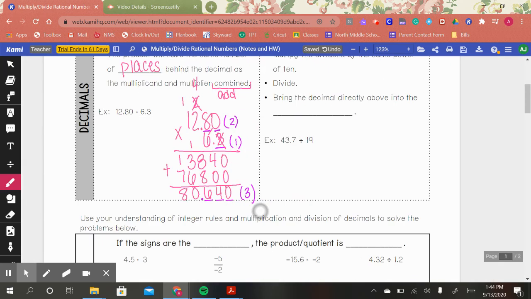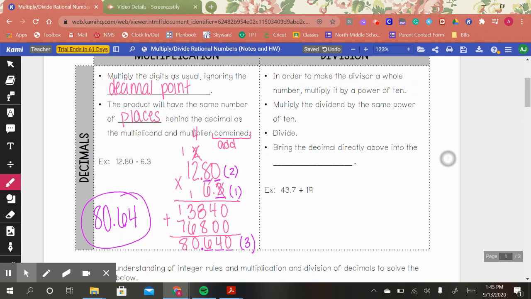Because this has a 0 on the end, we do not need to include that in our answer. It is just a placeholder. It does not change the value if it's on the end of the number. Okay? And there is our answer for multiplying decimals. And this should be a review from 6th grade.